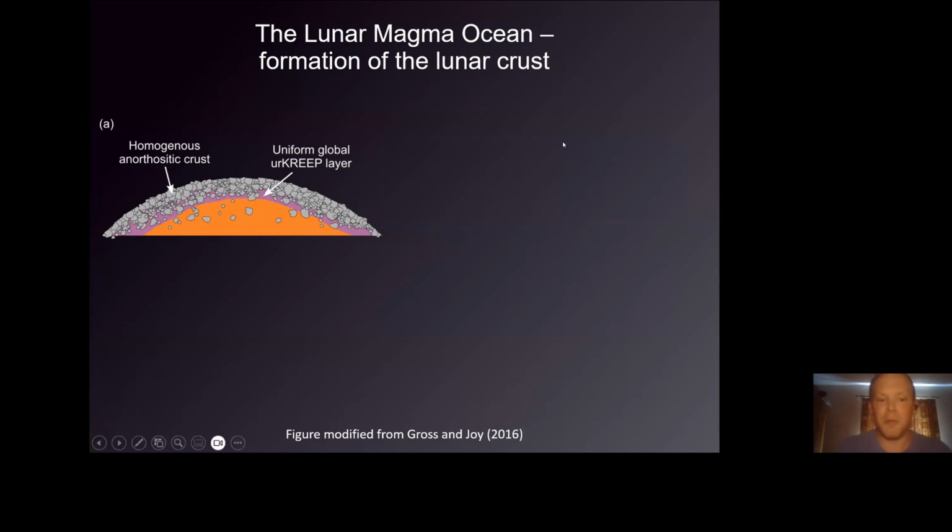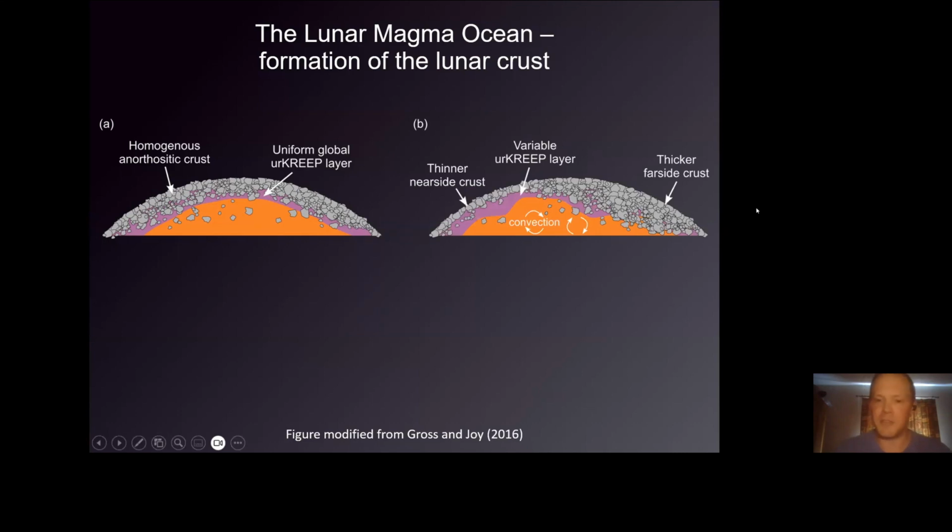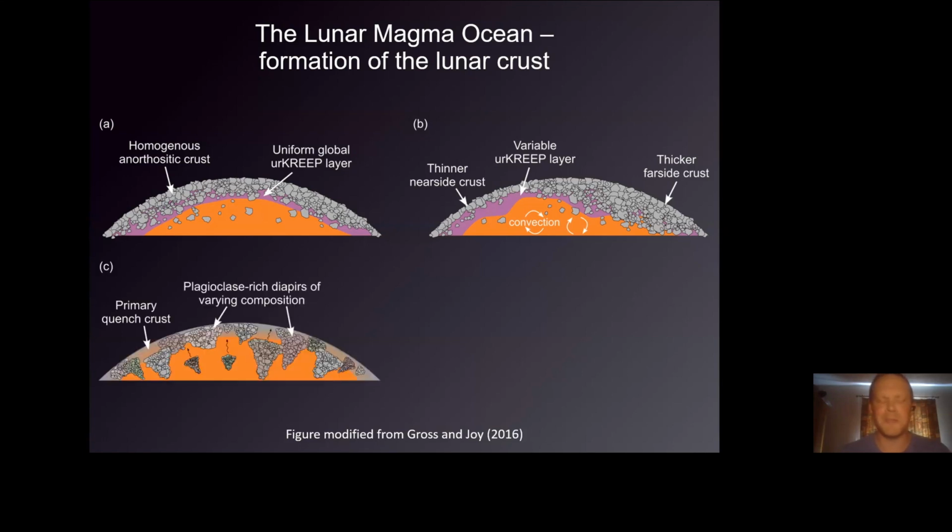Since this model was first proposed, there have been modifications to try and explain some of the things we see on the moon. For example, the thicker far side crust, or the fact that we maybe have variable distribution in the KREEP composition across the moon. Maybe you could explain that with convection within the crystallizing magma ocean. Equally, there have been suggestions of diapirs of varying composition, plagioclase-rich diapirs, which rise to the surface and form different types of anorthositic crustal material.